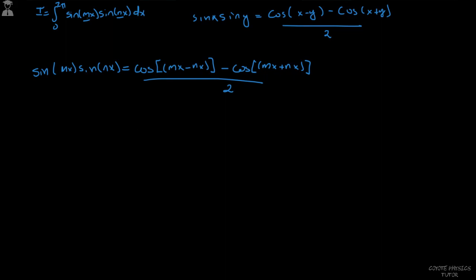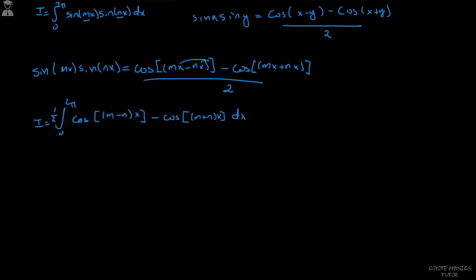And then if I were to plug that into the integral, then I get that I is equal to the integral from 0 to 2 pi of, well actually we could just factor out this 1/2 to the front, and then we get a cosine of, and we can actually factor out an x, and then we get m minus n x minus a cosine of m plus n x dx. And so yeah, this becomes a simpler integral to evaluate.